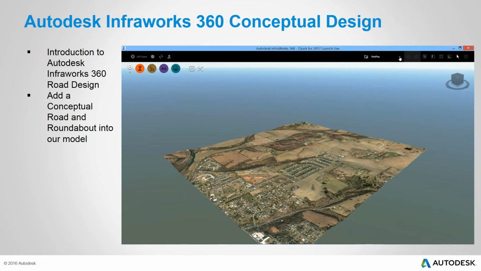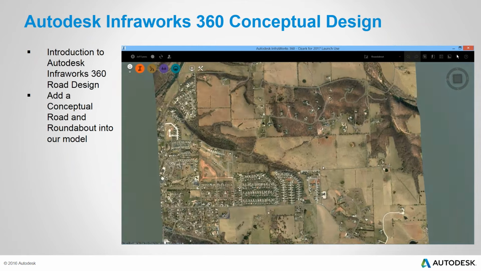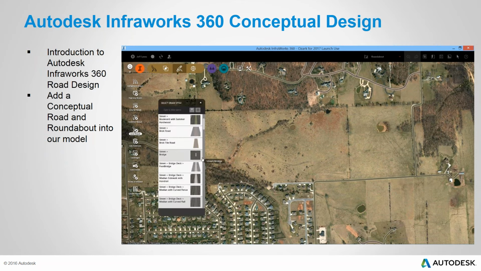Right, in this part of the webinar we will look at the interoperability between Autodesk InfraWorks 360 road design modules and AutoCAD Civil 3D 2017 Roundabout objects. So assuming we already have a model set up in our InfraWorks 360, we can go and launch the road design tools. Let's just put in a local road, and then we'll make a few edits to that local road.